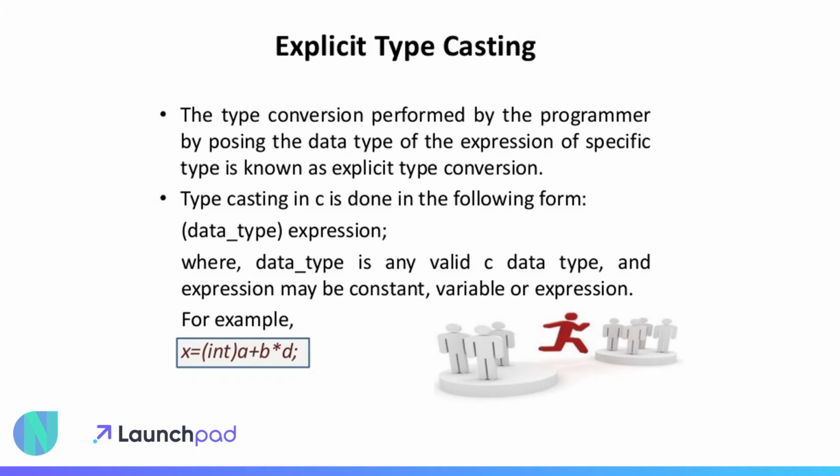Okay. And now, what is explicit typecasting? The type conversion performed by the programmer by posing the data type of the expression or the specific type is known as explicit type conversion. So typecasting in Python or in C is done by the data type and expression. That's how we use int, float, string as simple typecasting.